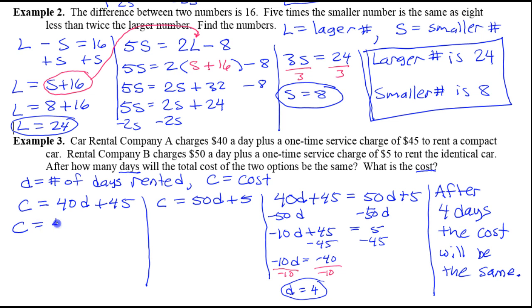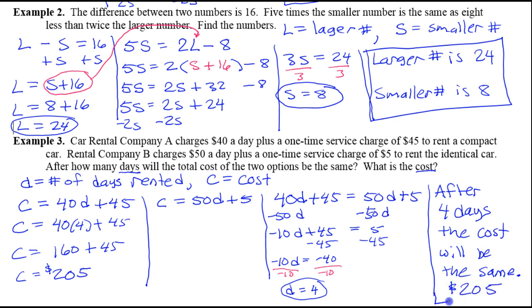So the total cost after 4 days will be 40 times 4 plus 45. So that's going to be 160 plus 45. So that's going to be $205. Okay, so adding that into my final answer. So after 4 days, the cost will be the same, and I'll just add on that cost is going to be $205. So here is the final answer.